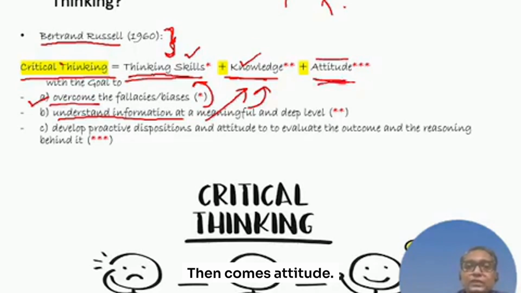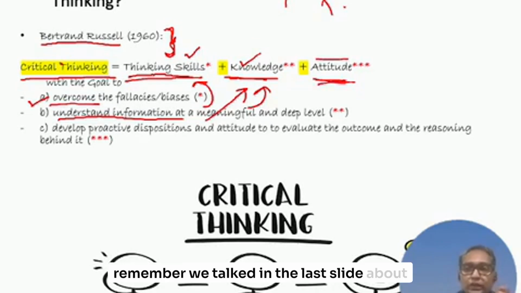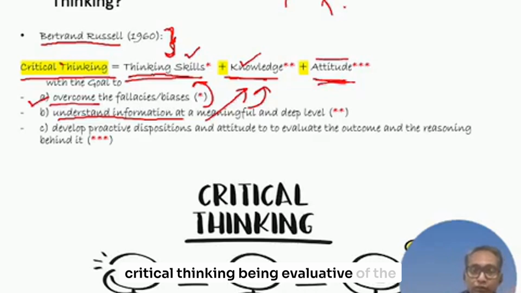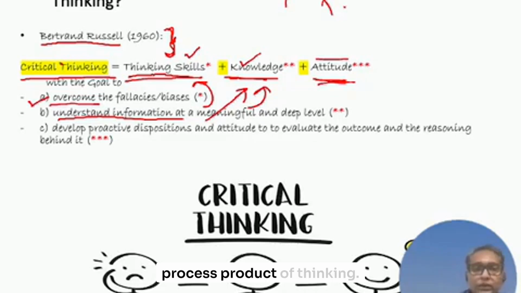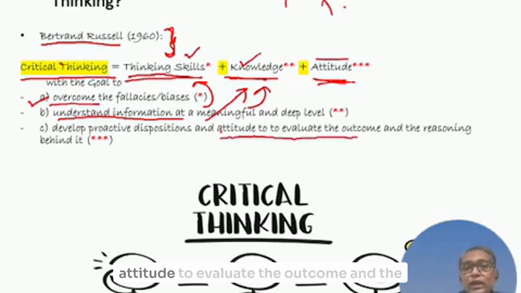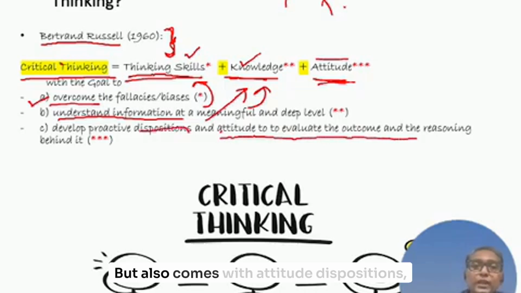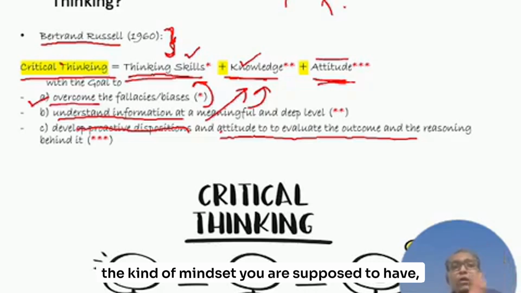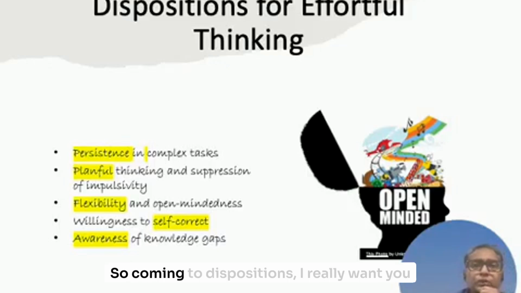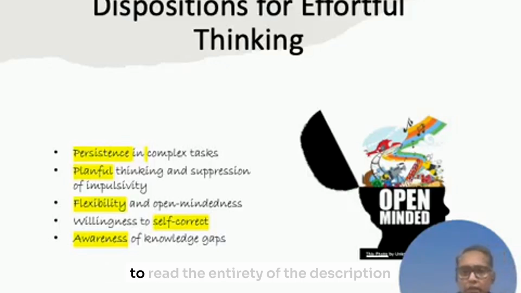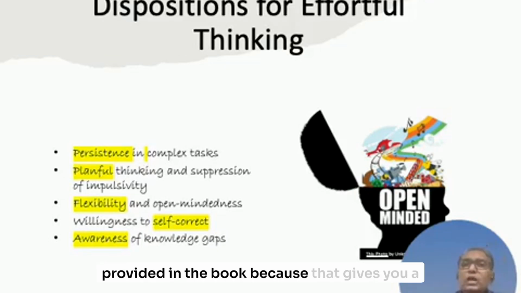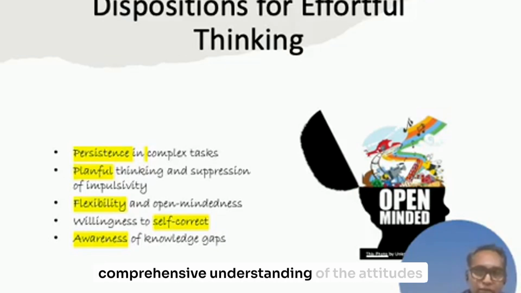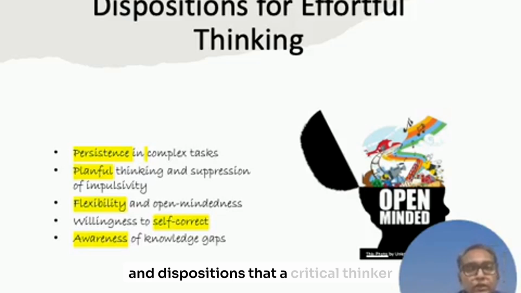Then comes attitude. Remember, we talked in the last slide about critical thinking being evaluative of the process and product of thinking, right? So attitude is to evaluate the outcome and the reasoning behind the outcome. But attitude also comes with dispositions, the kind of mindset you're supposed to have, that we'll talk about in the next slide. So coming to dispositions, I really want you to read the entirety of the description provided in the book, because that gives you a comprehensive understanding of the attitudes and dispositions that a critical thinker needs to have.